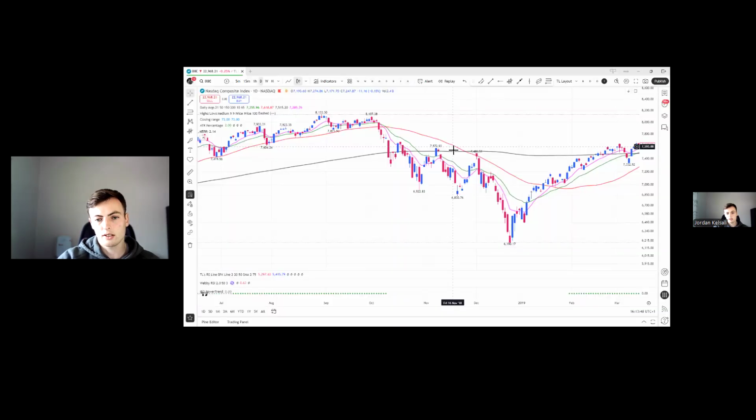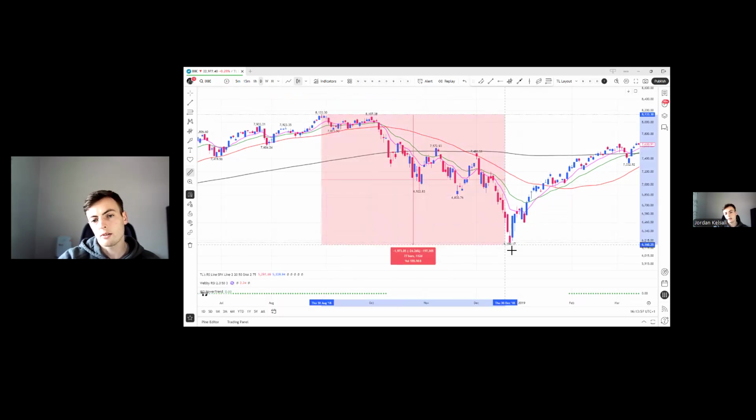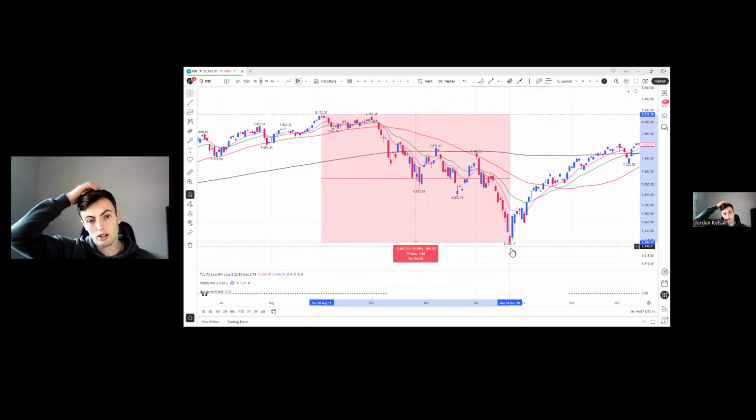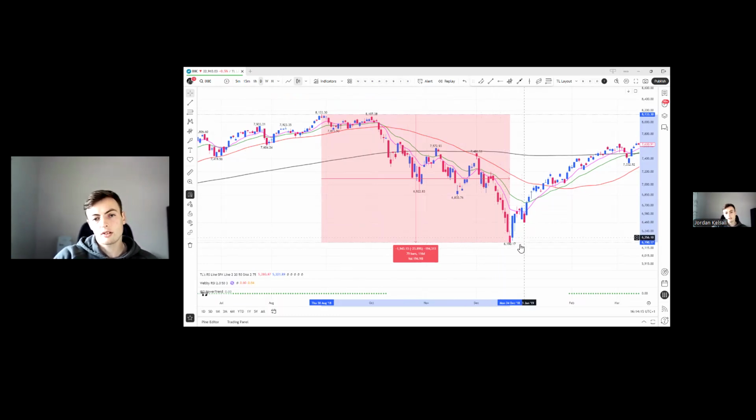Okay, so this is the November 2018 correction, a bear market. You can see that from the highs, the market came down 23%. We're looking at the Nasdaq Composite, which is the main index that I use as the general market. So the average stock, or the index, came down 23%.